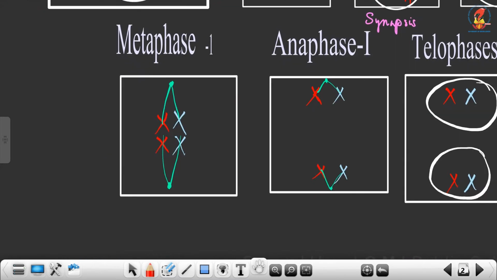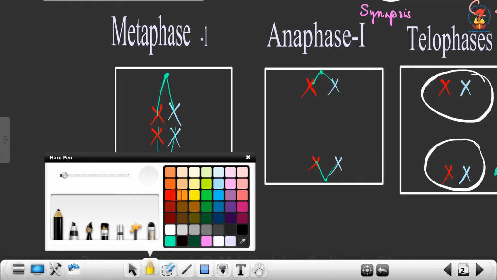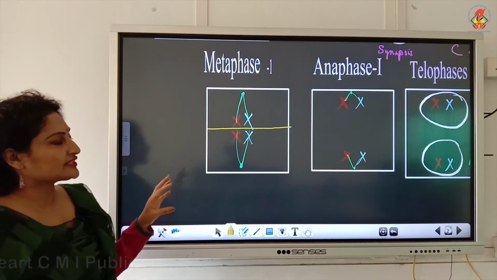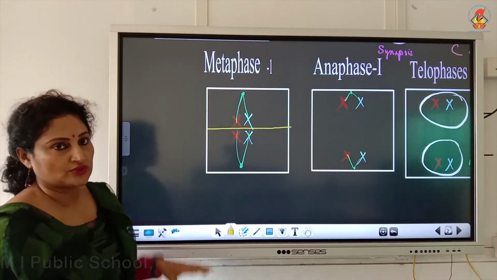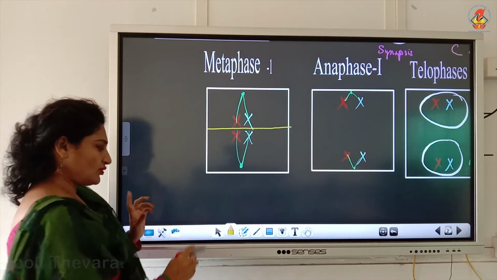Next, moving on to metaphase. In metaphase, the tetrads align at the equatorial plane. So if this is the cell, the equatorial plane, like the equator of the earth, is the center, the horizontal plane at the center. So we can see the tetrads align at the equatorial plane. Now there is a common error for you all to make. There is always a mistake.